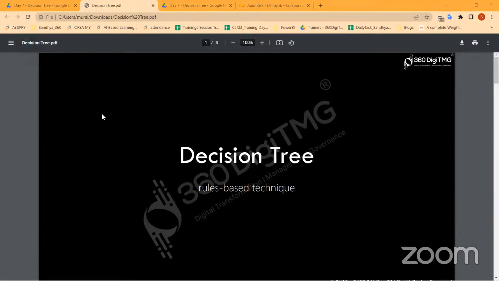As part of the Accounting Analytics series, today we are going to discuss one of the supervised techniques, nothing but the decision tree, right?